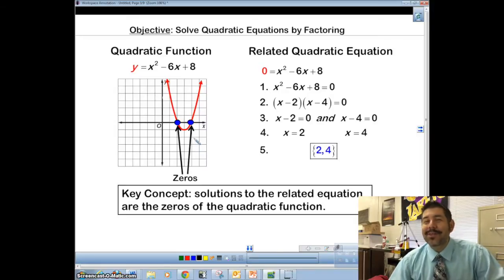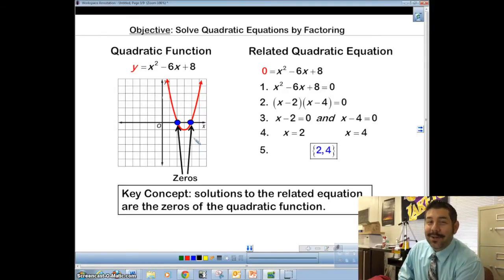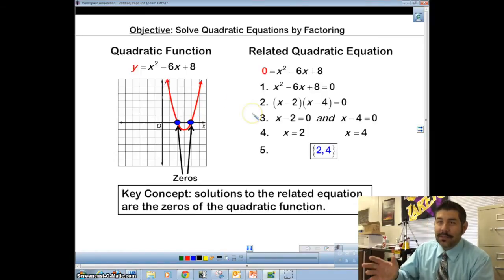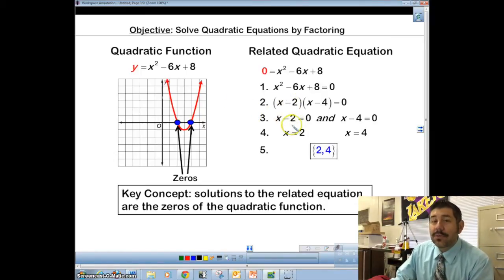So what we would do here is take our quadratic and set it equal to 0. We would factor: x squared minus 6x plus 8 equals 0. We factor that into (x minus 2)(x minus 4). Set each of these factors equal to 0.